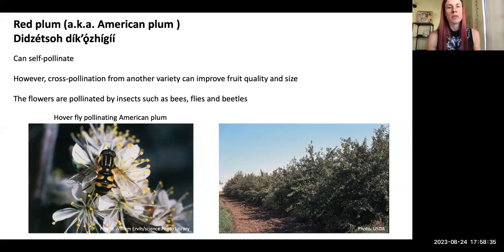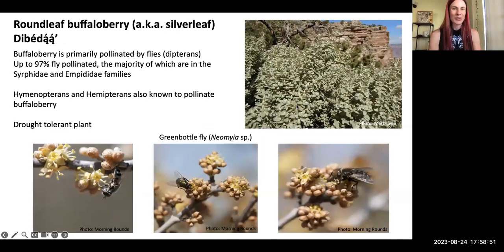But yeah, this American plum, it can be pollinated by flies and bees and beetles. So here's an image of one of those hoverflies I was talking about pollinating American plum. So pretty neat. And there's just so many different bugs and so many different plants. Like this is so much fun to me.